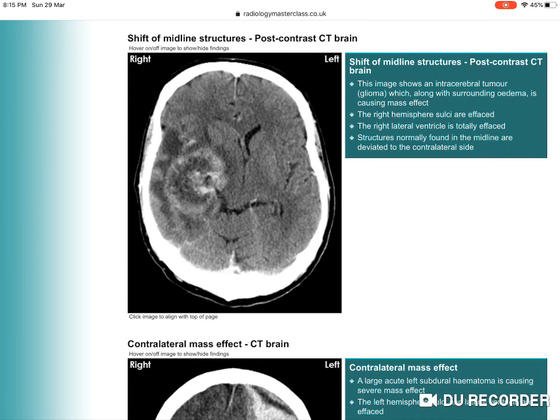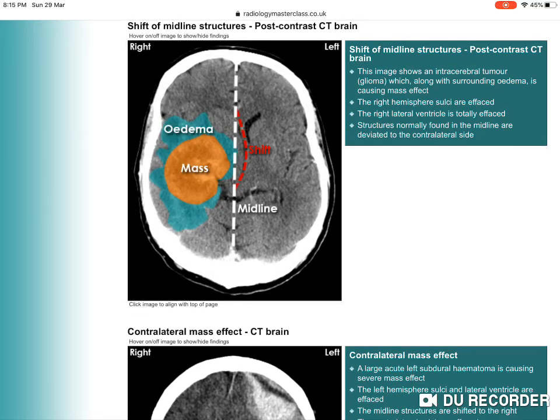Shift of midline structures, post-contrast CT brain. The image shows an intracerebral tumor, which along with surrounding edema is causing mass effect. The right hemisphere sulci are effaced. The right lateral ventricle is totally effaced. Structures normally found in the midline are deviated to the contralateral side.